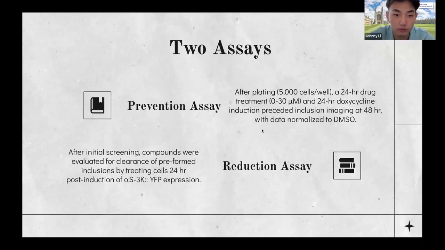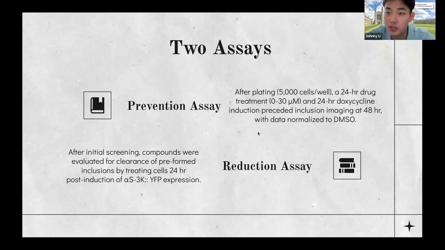Now, on to our results. So essentially, in the study, like I said earlier, we used two different paradigms, a prevention and a reduction. So in the prevention assay, cells were plated at 5,000 cells per well and pre-treated with compounds for 24 hours. The goal here was to see whether compounds could prevent inclusion formation from occurring in the first place.